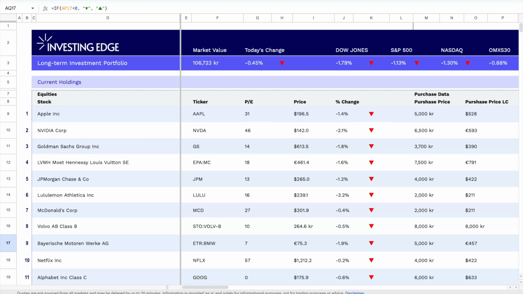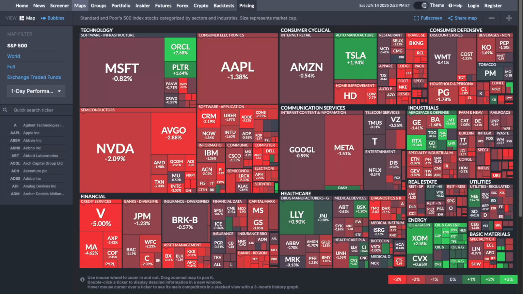And before I start off, there are a few important points. First of all, there will be a lot of red in this tracking sheet. For some reason, the market decided to go down sharply yesterday, so that's why.